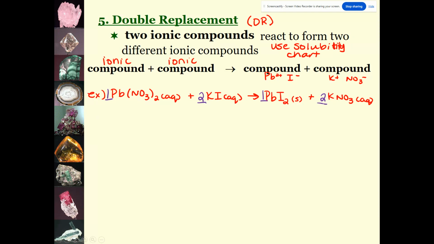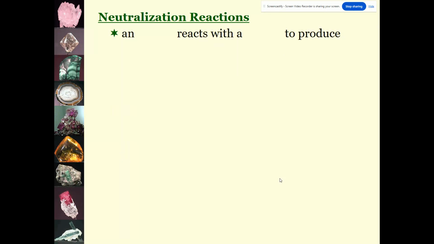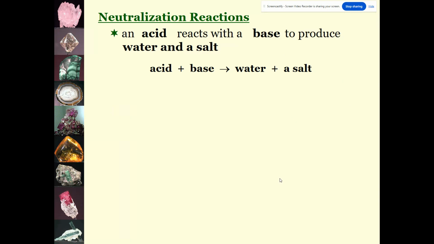Okay? Now, this would be called a precipitate, PPT for short, because it is an insoluble product. Whenever you have an insoluble product, it is called a precipitate. The last thing we have to talk about are neutralization reactions. Now, a neutralization reaction happens between an acid and a base, but it is just a double replacement reaction, okay?